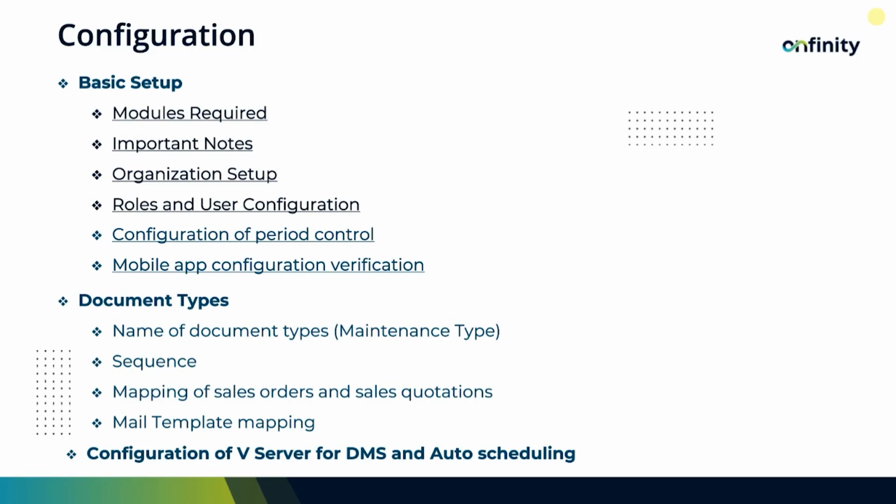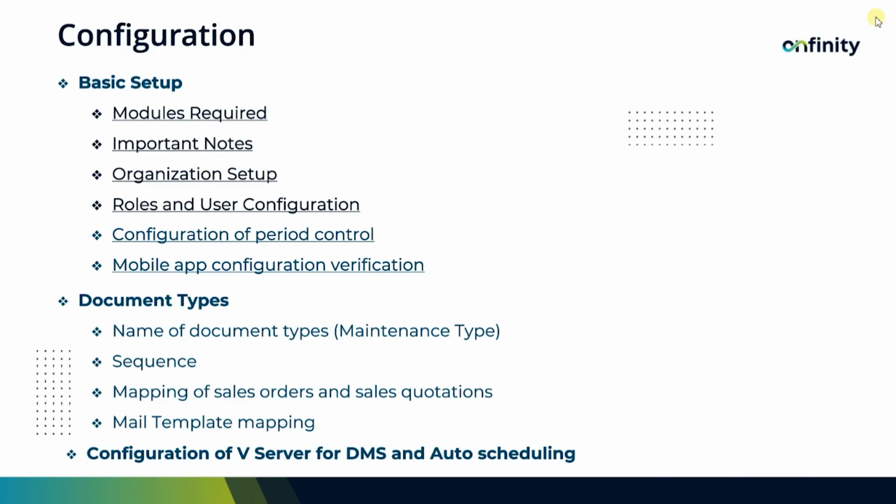For the document type, we have the names of the document types, mainly the maintenance type. The second is sequencing, the third is mapping the sales order and sales quotation, and the fourth is mail template mapping. In this session, we are going to understand the configuration of the period control in the Onfinity system.